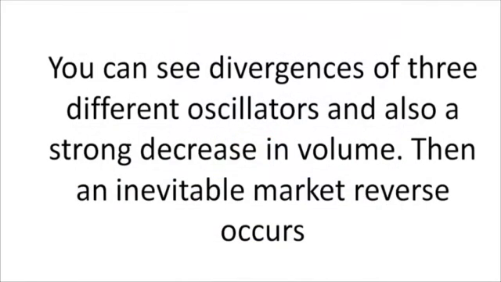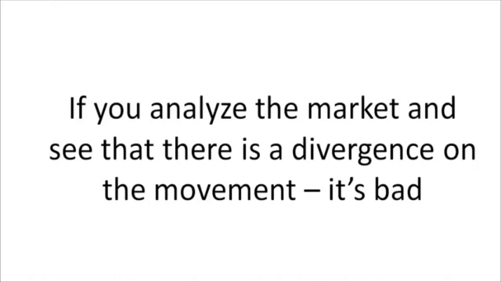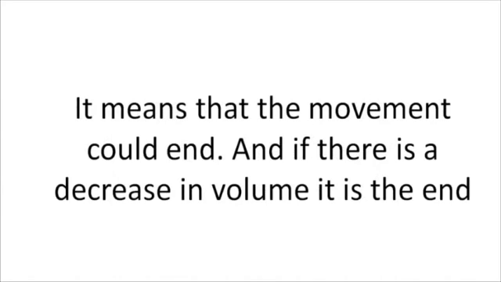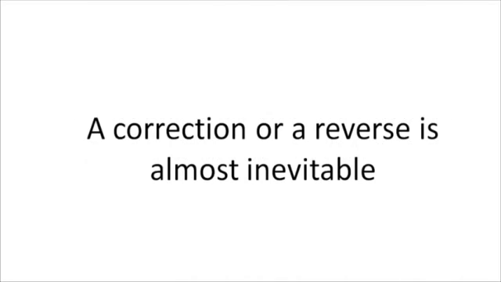Divergence. You can see divergences of 3 different oscillators and also a strong decrease in volume. Then an inevitable market reverse occurs. If you analyse the market and see that there is a divergence on the movement, it's bad. It means that the movement could end, and if there's a decrease in volume, it is the end. A correction or a reverse is almost inevitable.